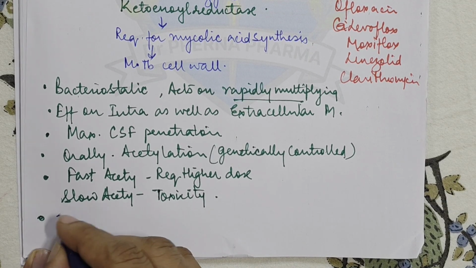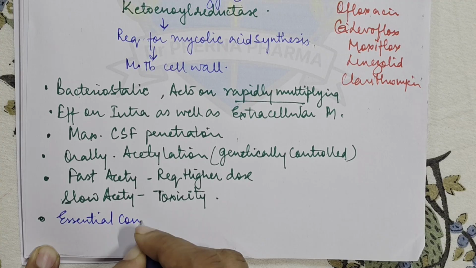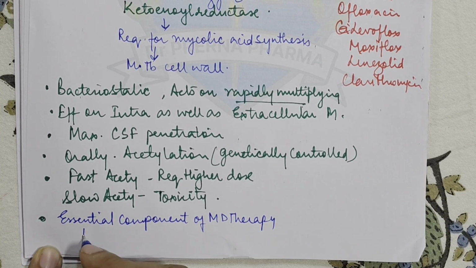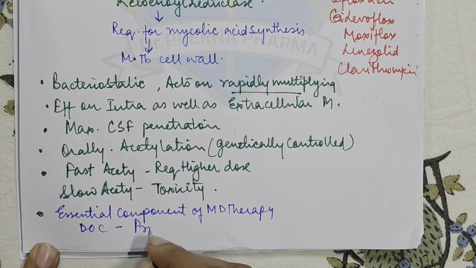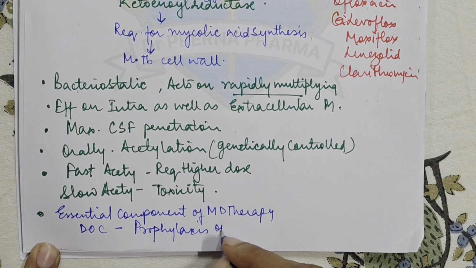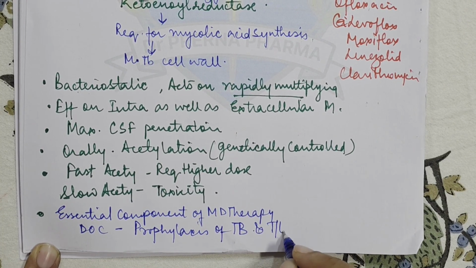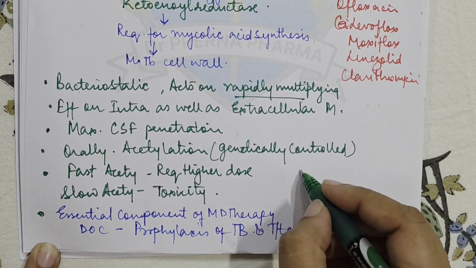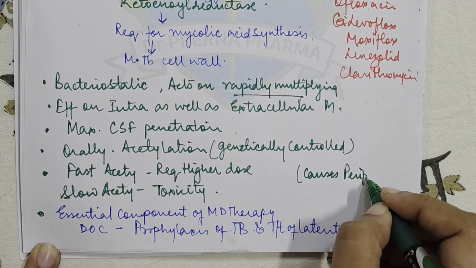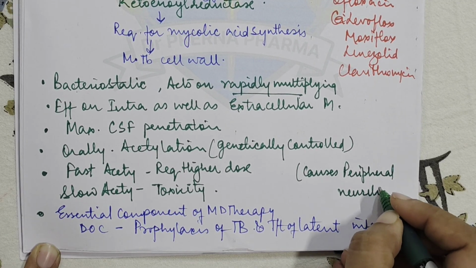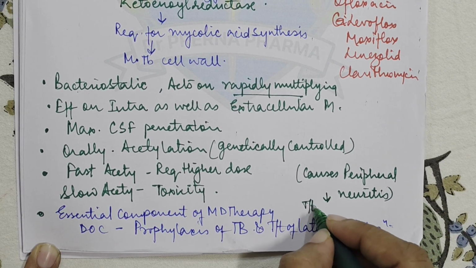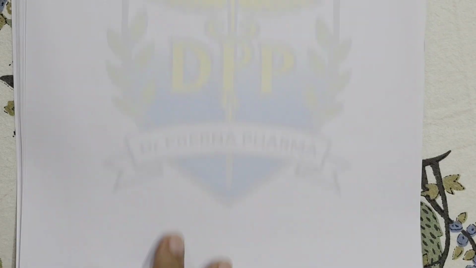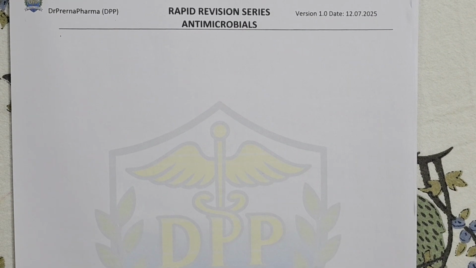Then this is an essential component of multi-drug therapy. This is the drug of choice for prophylaxis of tuberculosis and treatment of latent infection. Okay, then it causes peripheral neuritis. This is treated by pyridoxine.